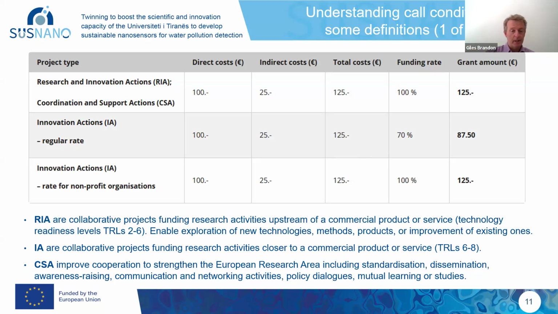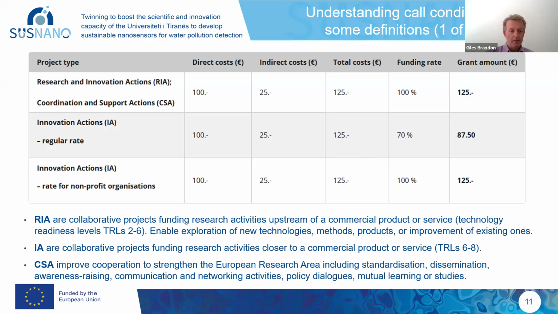So that's RIA and CSA. But if we're talking now about innovation actions, within innovation actions there's what's called the regular rates. That's in the middle row, and at the bottom you see the rates for non-profit organizations. So the regular rate is the rate that applies to companies. It could be startup companies, small to medium-sized enterprises, or large enterprises, any kind of private company. They'll be eligible for the regular rate.